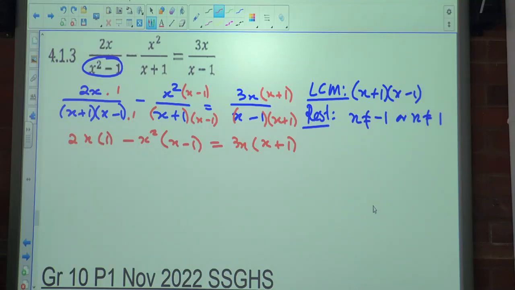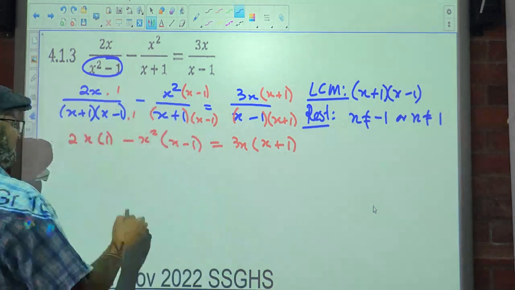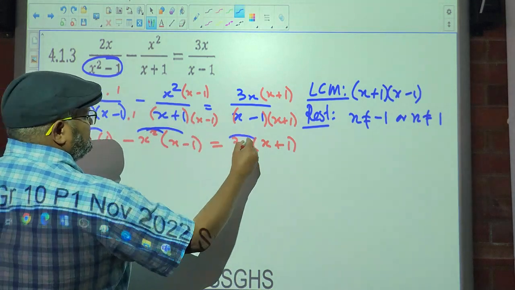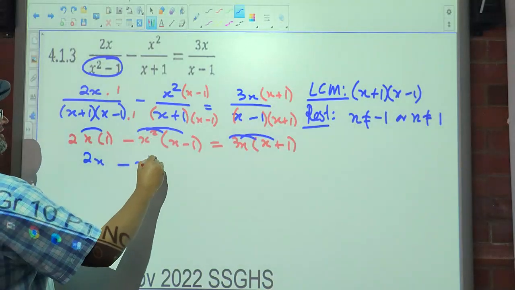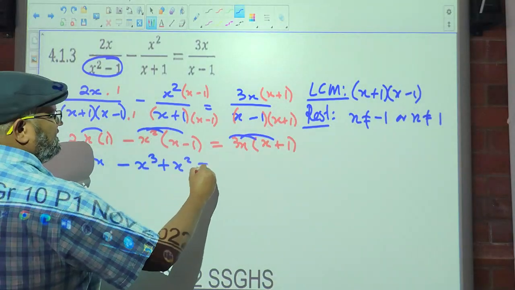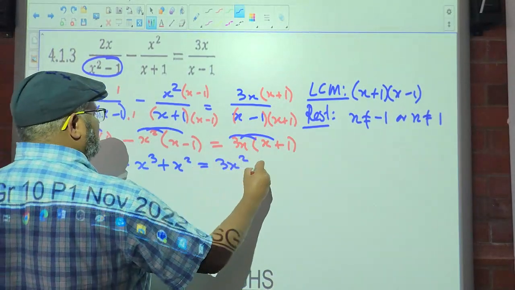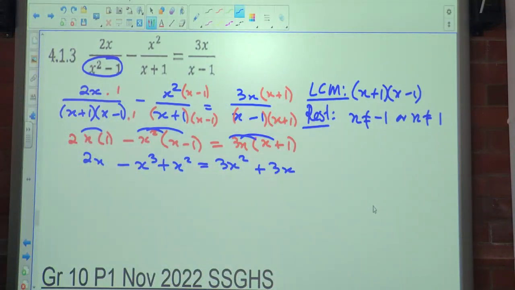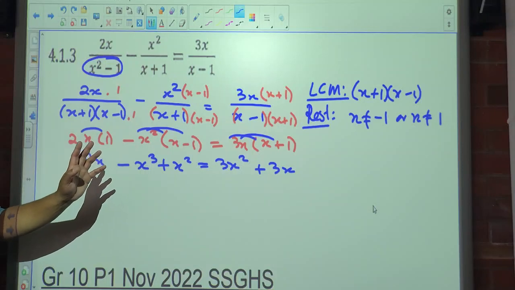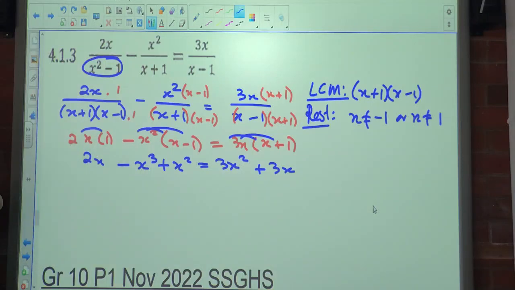You understand? Yes, sir. So what do I do now? Simplify. Into the bracket, so it's going to be 2x minus x cubed plus x squared equals 3x squared plus 3x. As you can see, I have all x's involved. So it's not linear. It's actually a cubic equation.